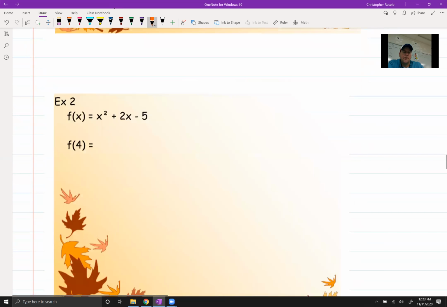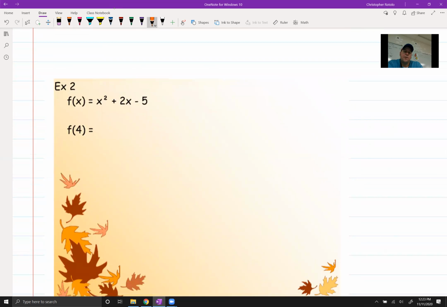All right, next one. Function f, so note it's different this time, but that's okay. We want to replace x with what? With 4. So I need 4 squared plus 2. There's another x. What do you think I should put in this time? 4 again, minus 5. All right, so I need 4 squared, that's 16. 2 times 4 is 8, plus 5. All right, 16 plus 8, that's 24, plus 5.